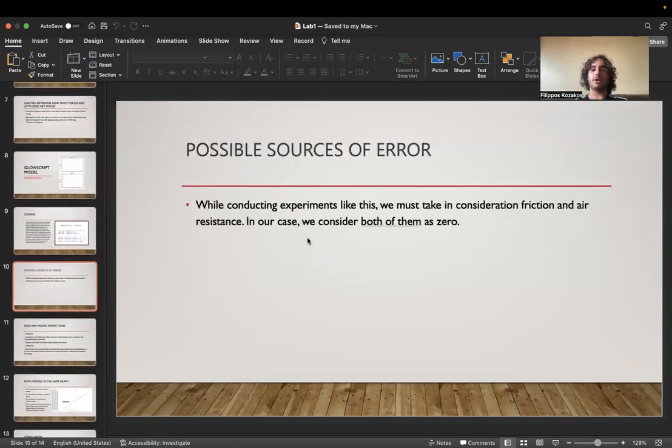Possible sources of error in this lab: while conducting experiments like this, we must take into consideration friction and air resistance. In our case, we consider both of them as 0.